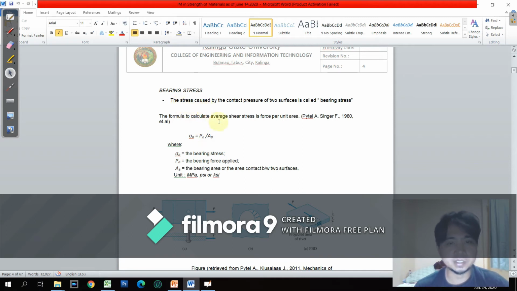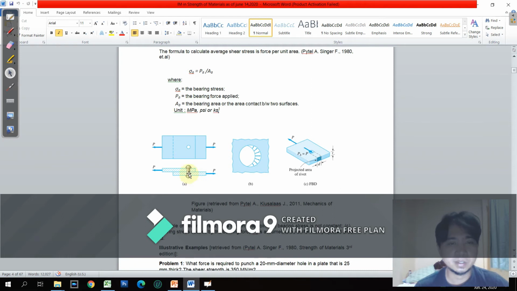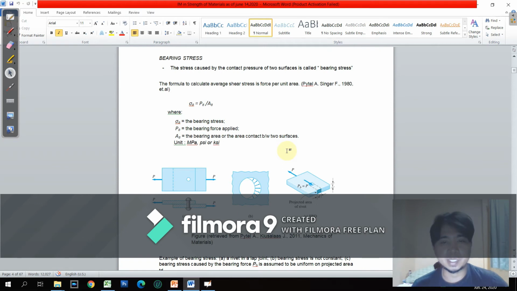So the bearing stress is a contact between two surfaces. What are the materials that are in contact here in this setup? Of course, the rivet is in contact with the plate. And if P is applied here, it will generate a bearing stress. Why bearing stress? It will increase the contact between the plate and the rivet or bolt. So, as simple as that.